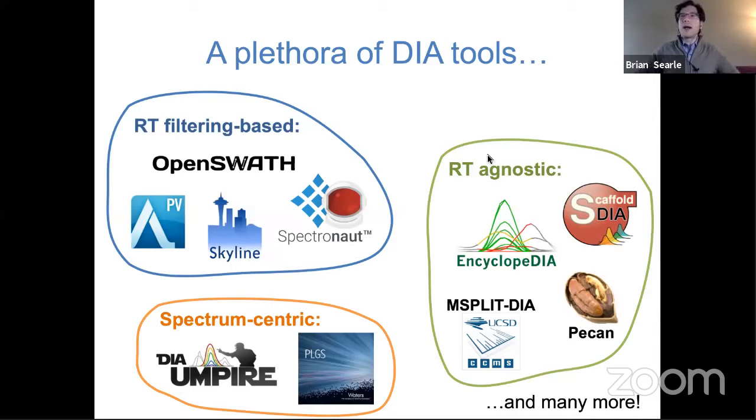So I want to contrast this with tools that are retention time agnostic. For example, there are some tools like Pecan and MS Split that don't actually consider retention time at all, or tools like EncyclopeDIA or Scaffold DIA that use a first pass analysis to judge how confident you are in any different retention time, and actually function in situations where you don't have retention time measurements whatsoever, that are designed essentially to look for every single peptide across the entire retention time window.